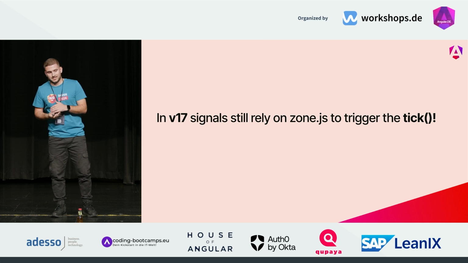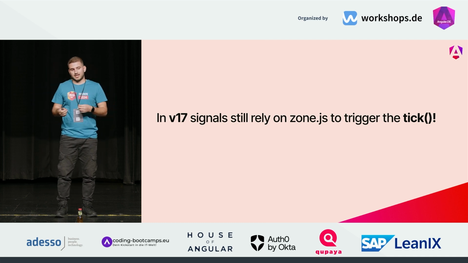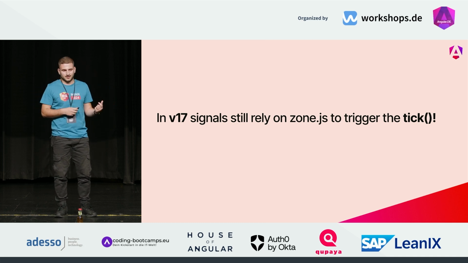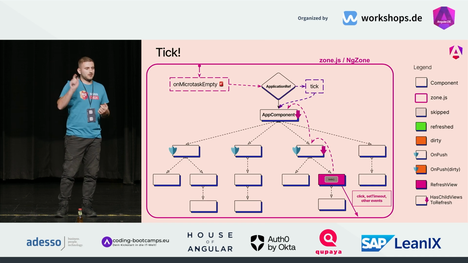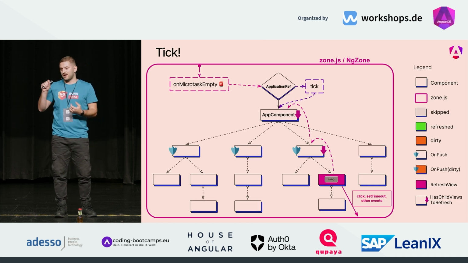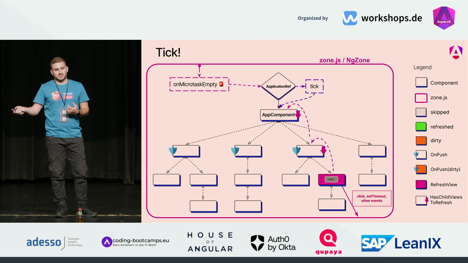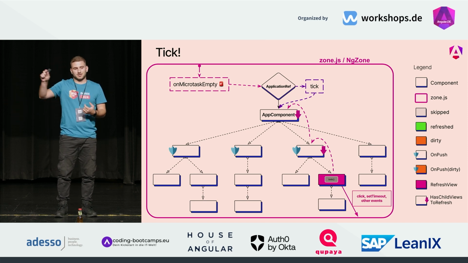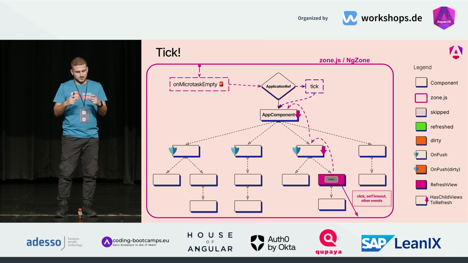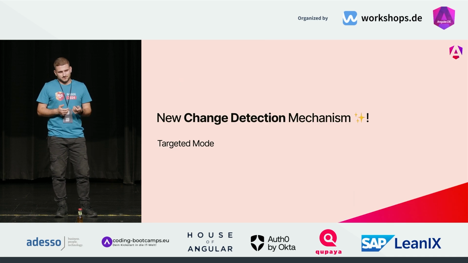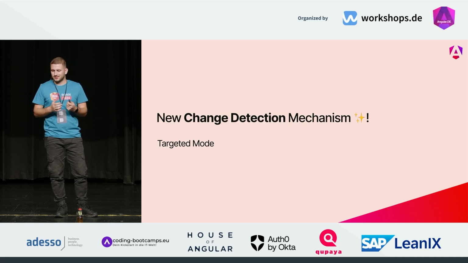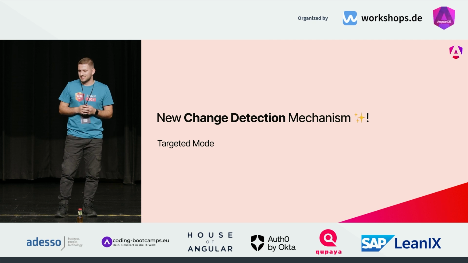But in v17, signals still rely on Zone.js to trigger the tick. So basically, when we update that signal, the Zone.js gets notified, microtask empty, application ref tick. Angular goes down on app component and now sees this has child views to refresh. What should I do with this? Well, that's where the new change detection mechanism comes in.